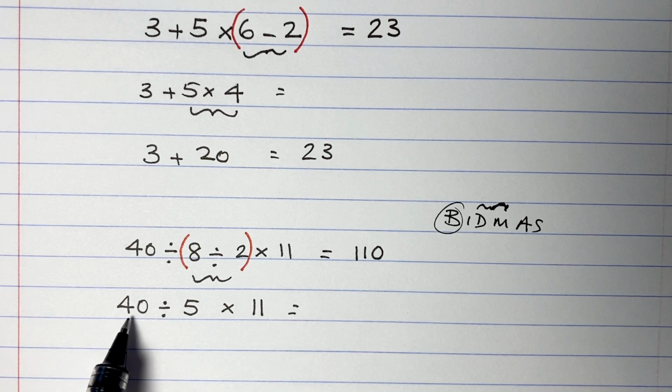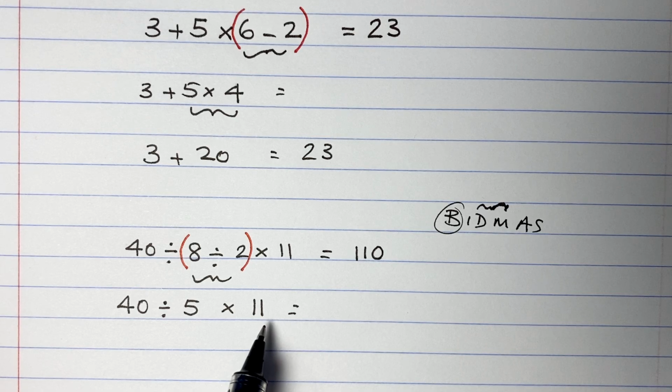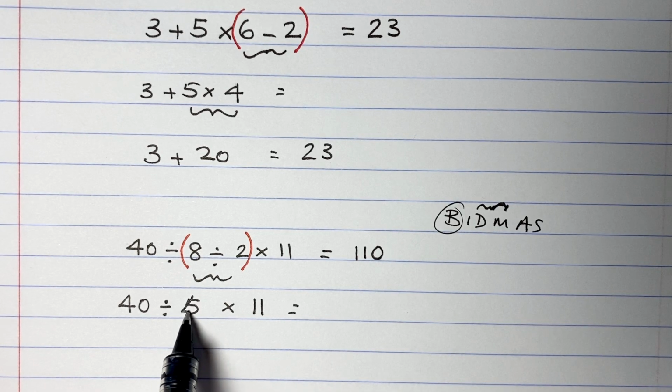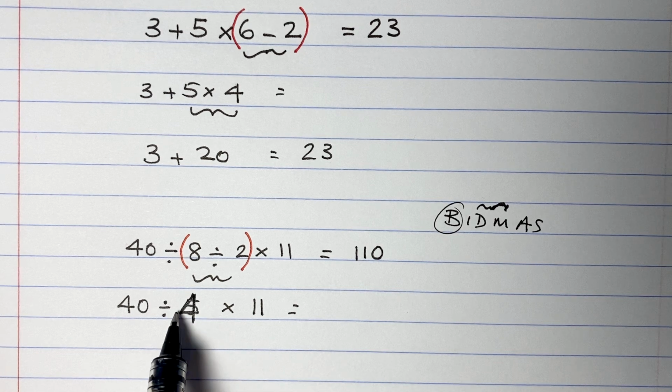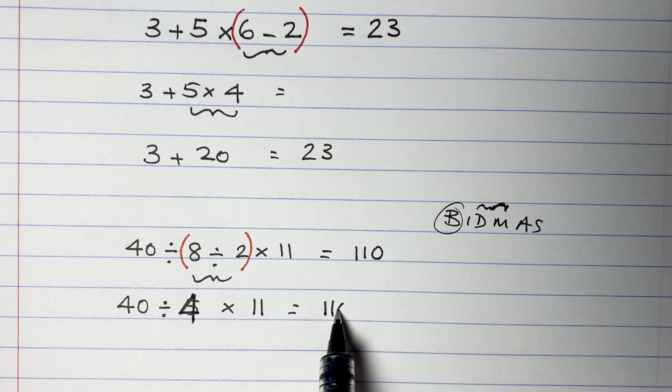So we do 40 divided by 8, 5, 5 times 11, 55, which is completely wrong, because I'm sorry, I wrote this wrong. 8 divided by 2 is 4. I don't know why I wrote 5. 40 divided by 4, 10. 10 times 11, 110. Sorry, I made a mistake there.